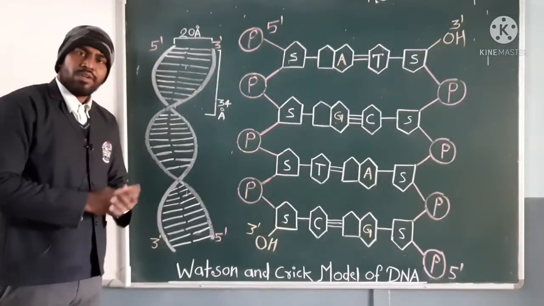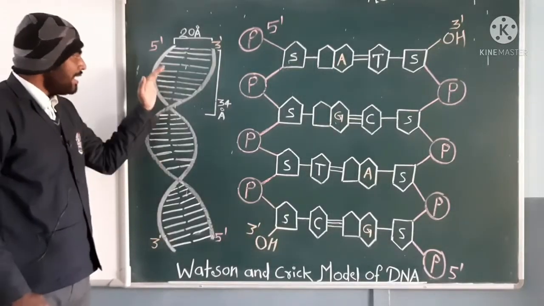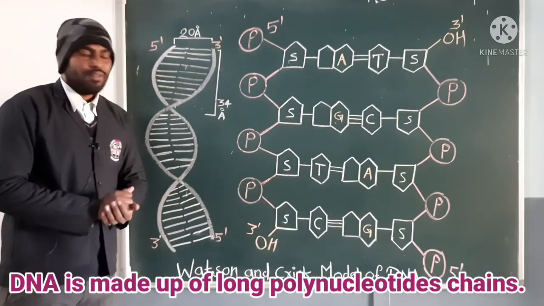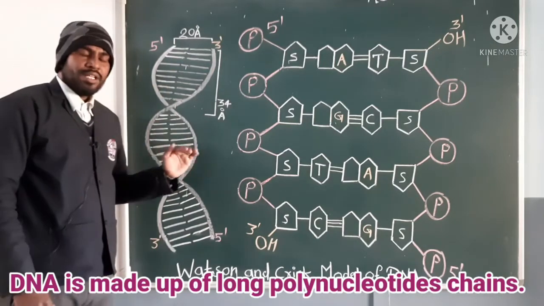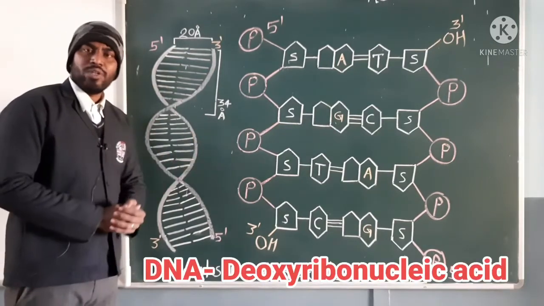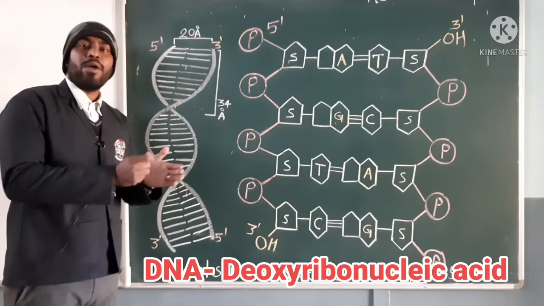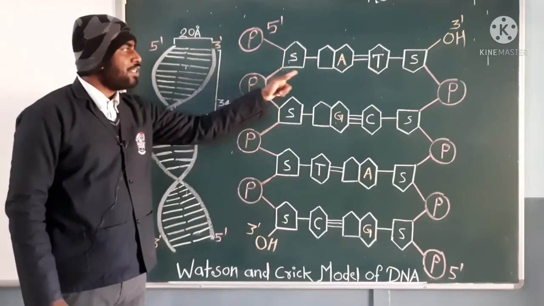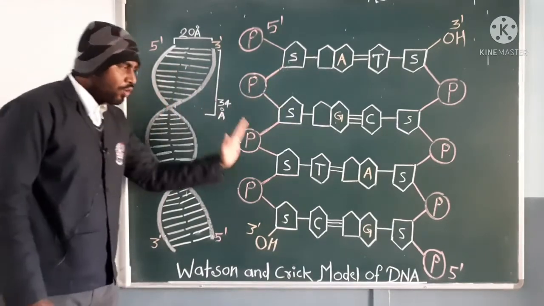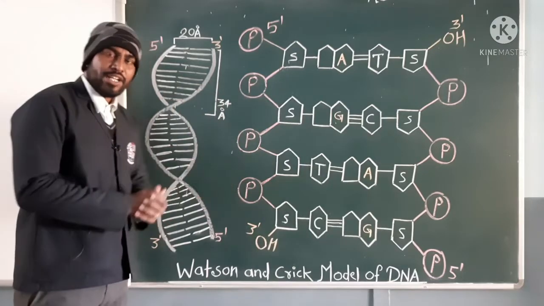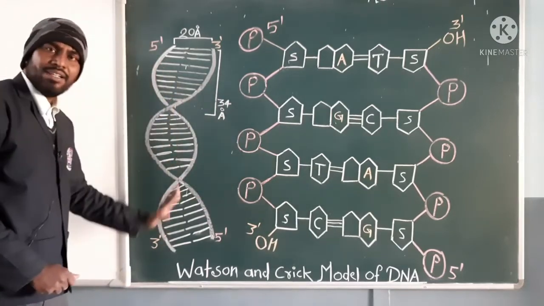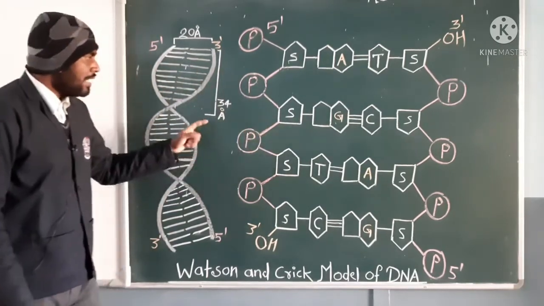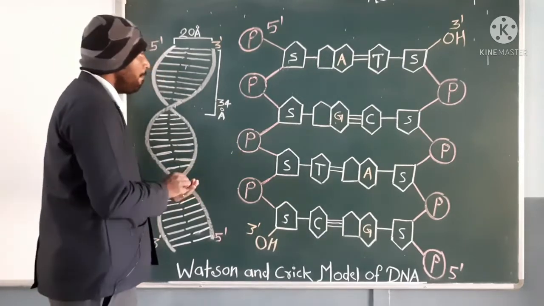Sir Watson and Crick also revealed that DNA is actually made up of long polynucleotide chains. We know that DNA is a nucleic acid, deoxyribonucleic acid, and nucleic acids are macrobiomolecules which are made up of microbiomolecules like nucleotides. So the electron microscopic study of DNA reveals that when we study it at the molecular level, it is made up of long polynucleotide chains.